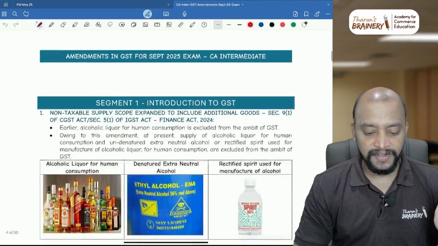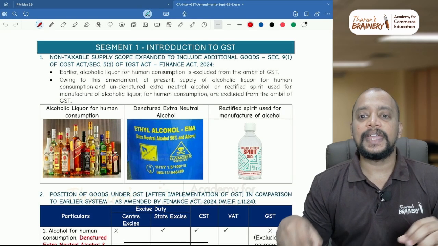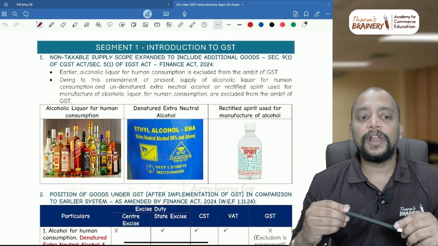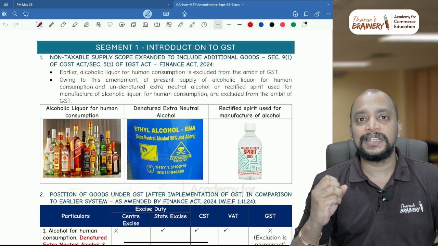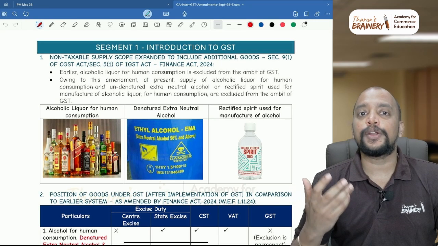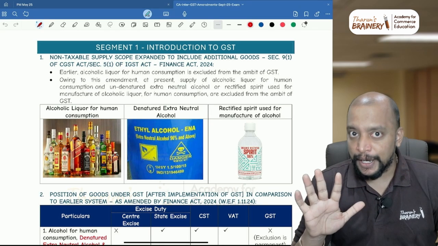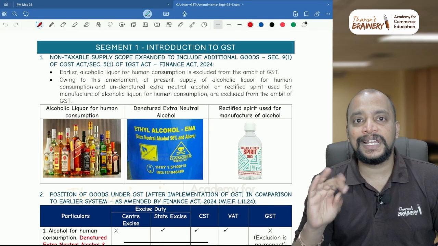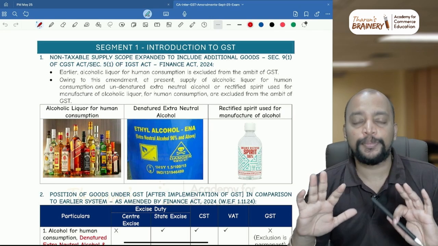Look into the first segment. The first segment is Introduction to GST. In this, we have some non-taxable supplies. What are the non-taxable supplies under GST? We know alcoholic liquor for human consumption and petroleum products, correct? In that, petroleum products, total 5 petroleum products: crude oil, petrol, diesel, aviation turbine fuel and natural gas. There is no change in the petroleum products.